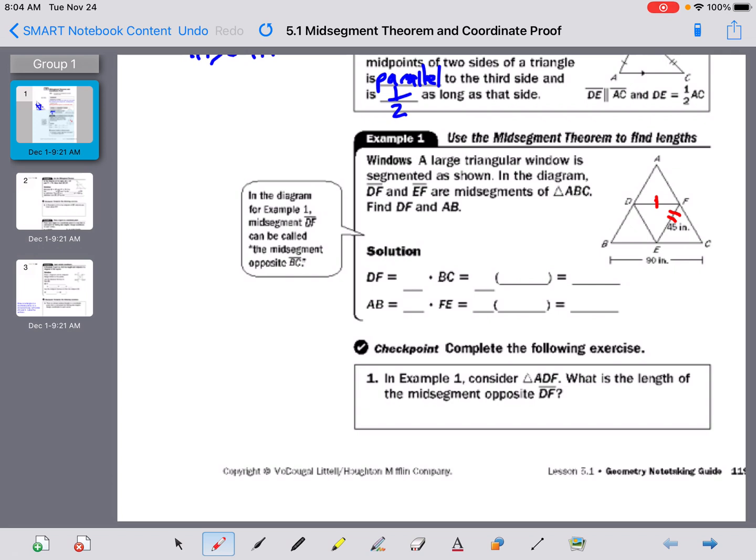Okay, so DF here is a midsegment, okay? A midsegment should be half of its parallel side. What side is parallel to DF? Well, it looks like BC right here. So DF is going to be half of the big side. So if BC over here is 90, what is DF's length? 45, okay? Now, I noticed that this other midsegment's 45. Please, please, please do not think in your mind they're always going to be the same length. On this example, they happen to be, but they definitely are not always the same length, okay?